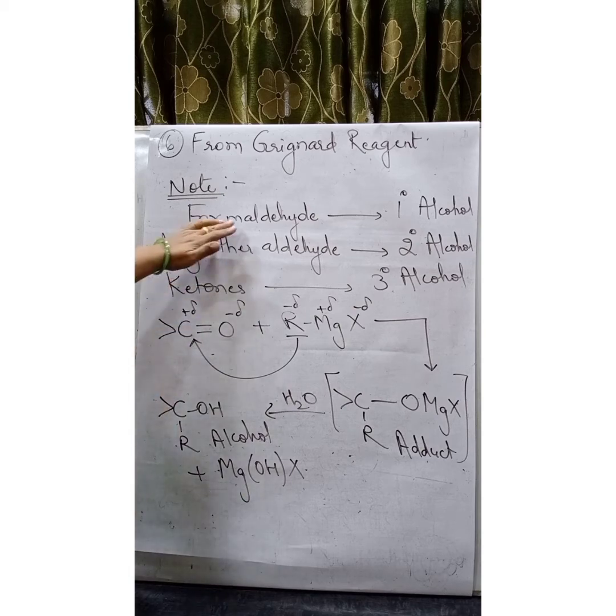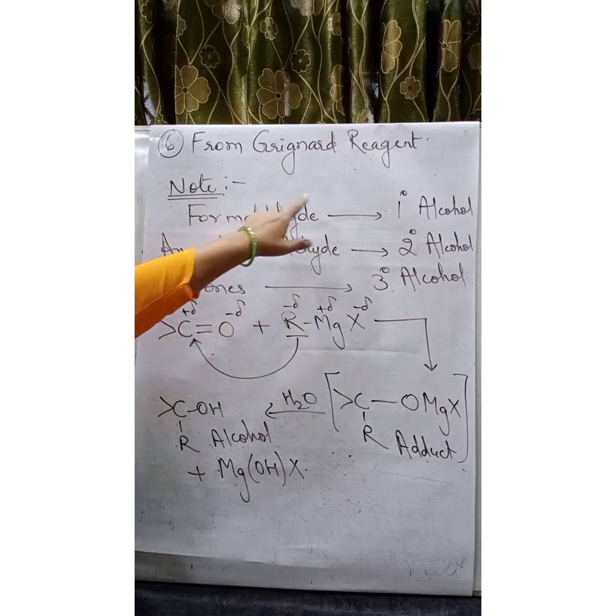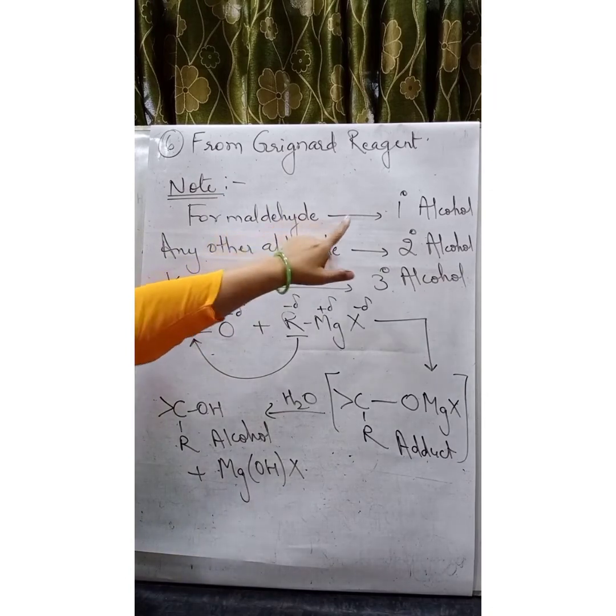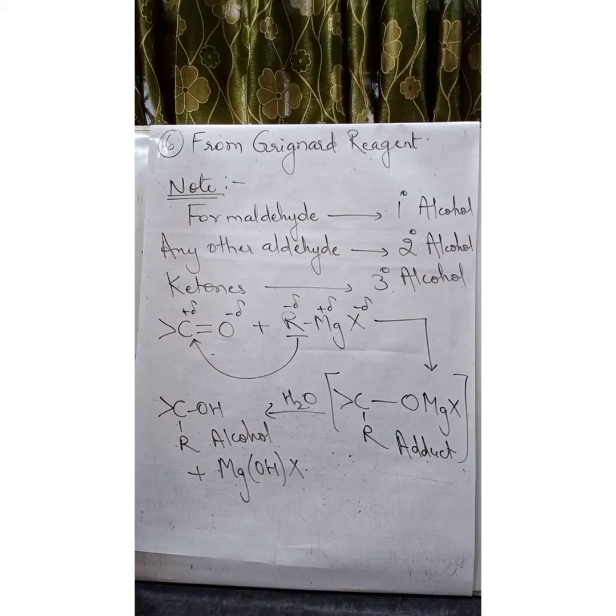You have to just keep in mind, if you are using formaldehyde, you will get 1 degree alcohol. If you are using any other aldehyde, you will be getting 2 degree alcohol, and with ketones you will be getting 3 degree alcohol.